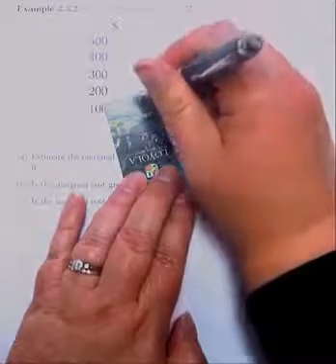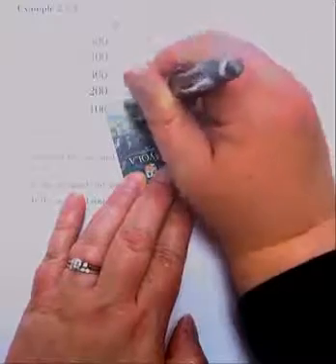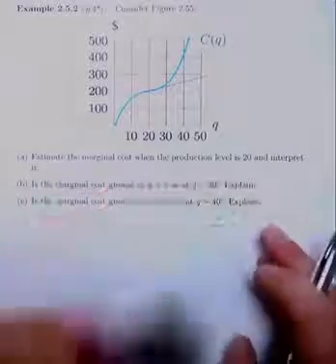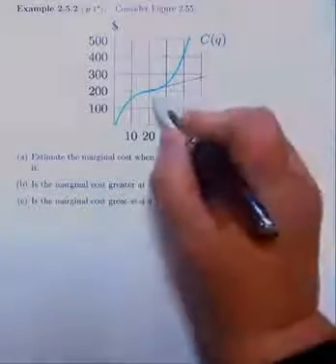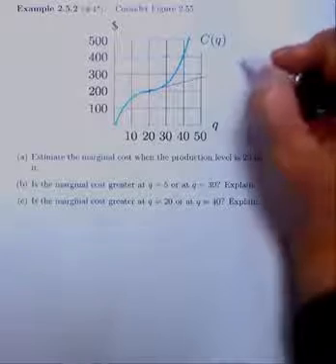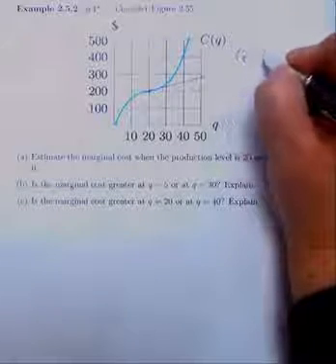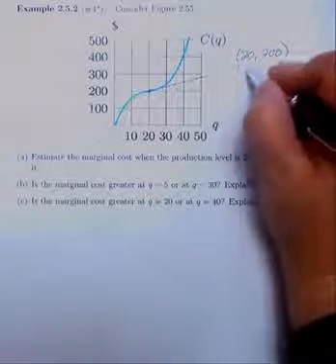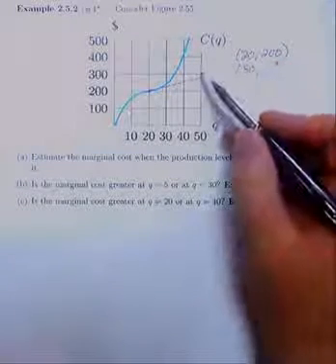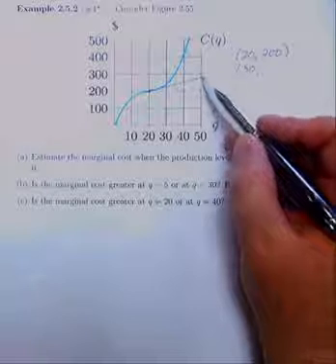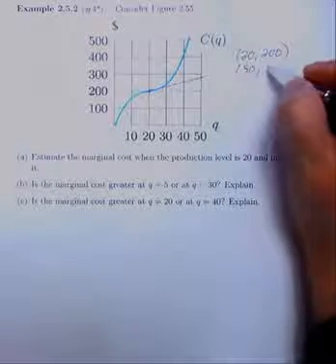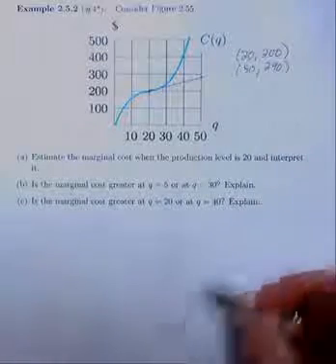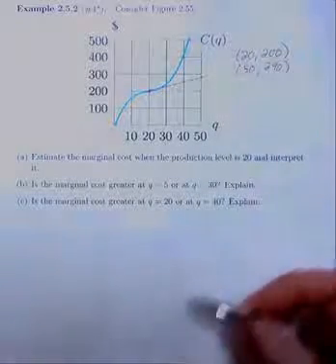And so we're going to sketch what the tangent line might look like. And we see that when we go from 20, we have 2 points. We have 20, 200, and we have the point 50, and let's see, this is maybe, I don't know, 290. There might be some room for interpretation of that.